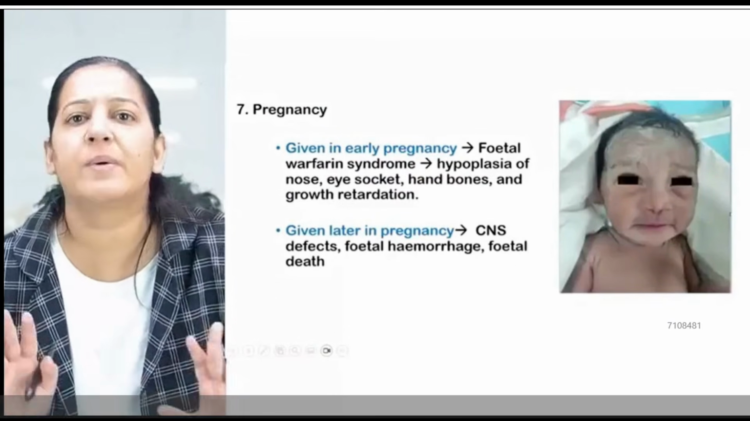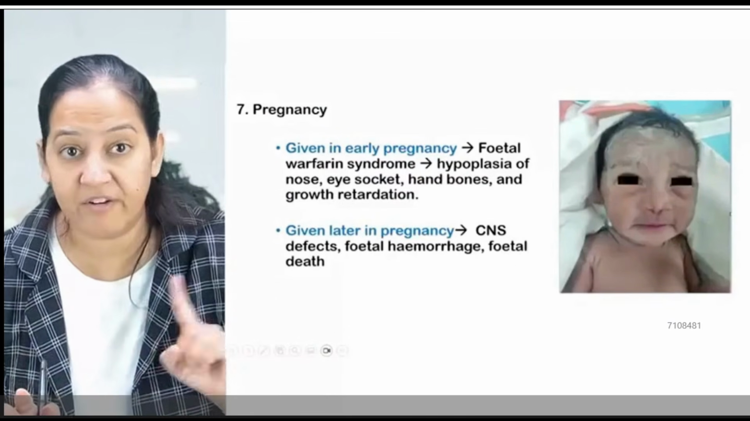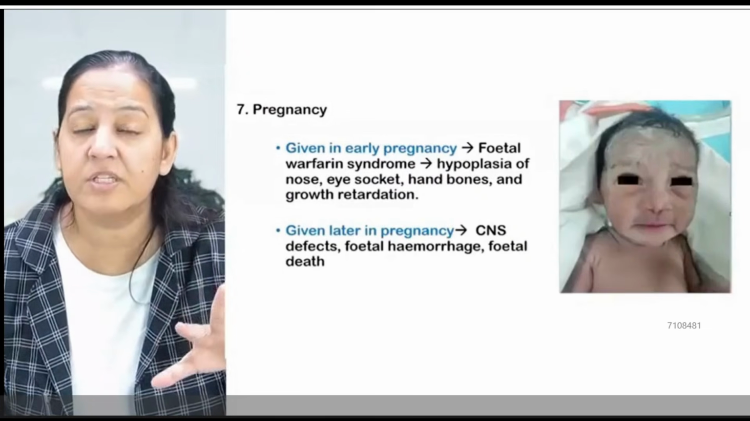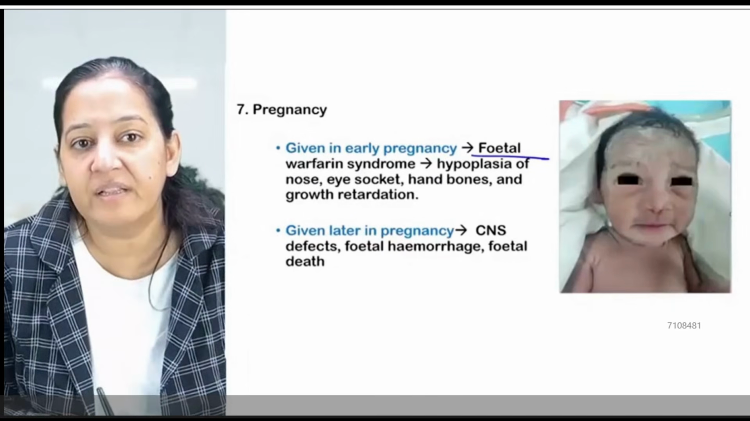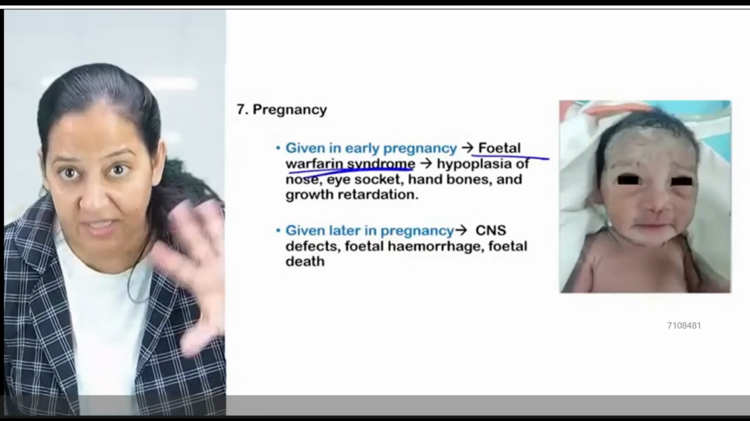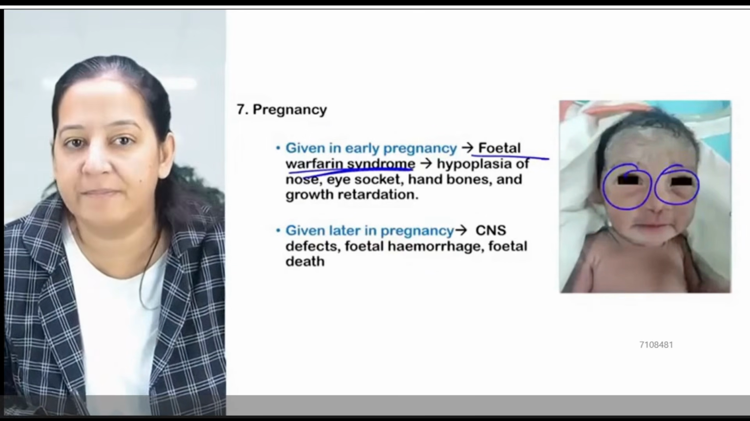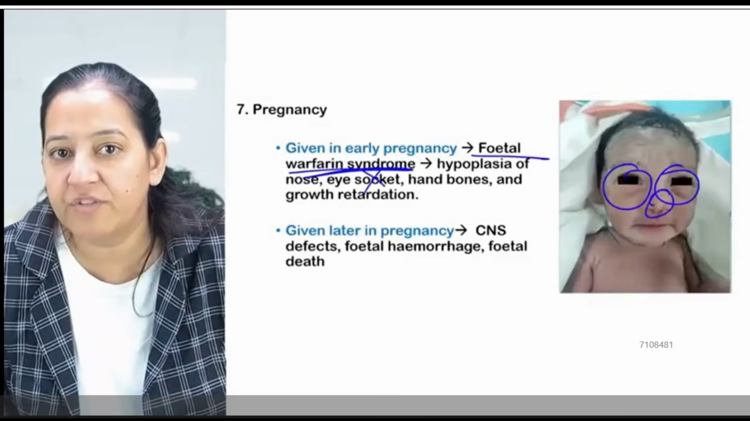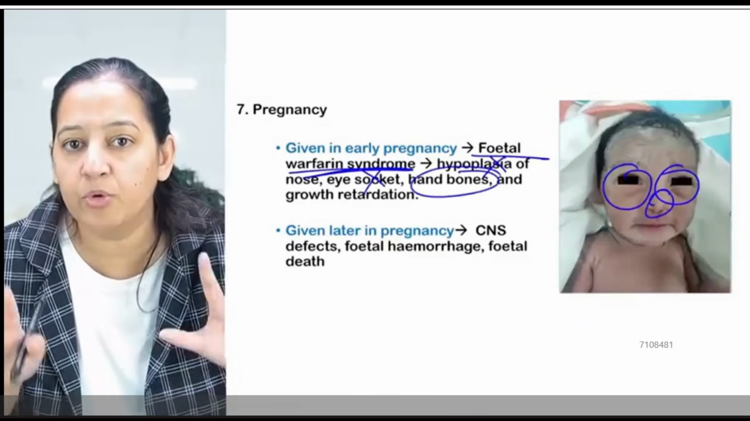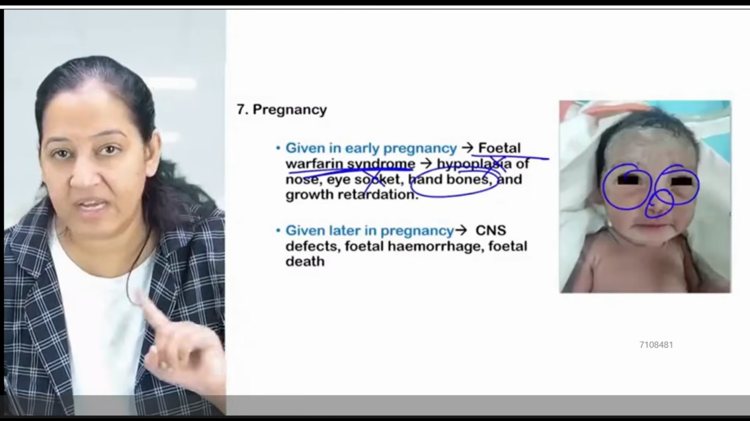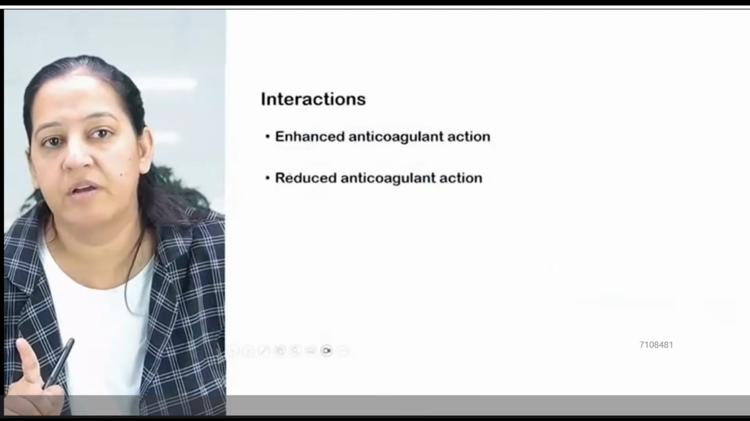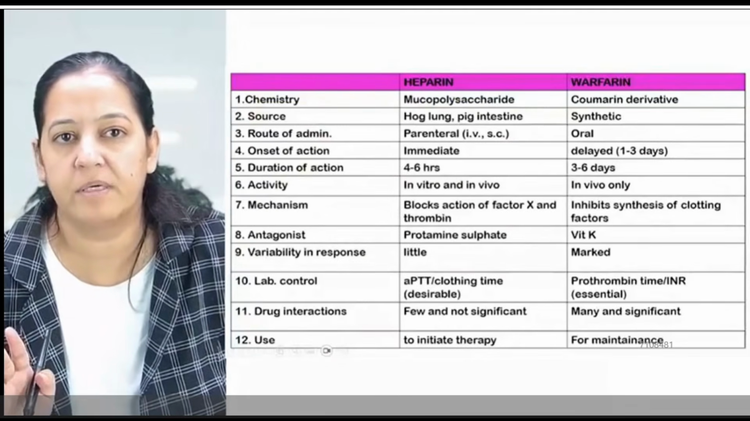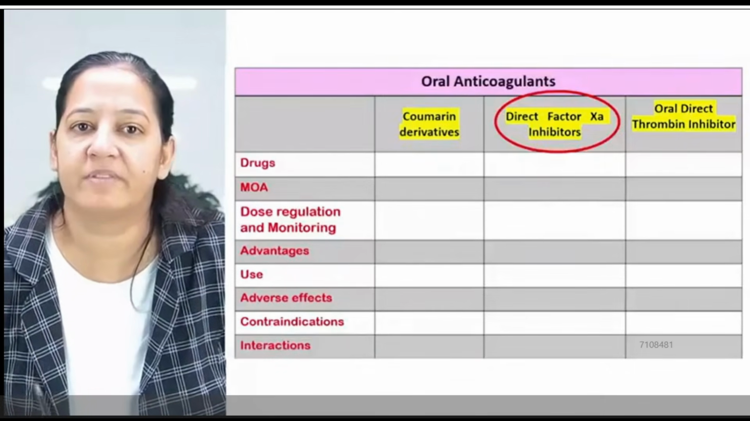Sometimes in pregnancy, DVT is very common. But in pregnancy, warfarin is not given because it is teratogenic for the fetus. It causes fetal warfarin syndrome. The fetus will not have the eye socket, absent eye socket, hypoplasia of the nose, hands, and bone growth retardation. So never give warfarin in pregnancy. Heparin is safe in pregnancy. Warfarin is not. Infractions you can skip. That's all about the warfarin.